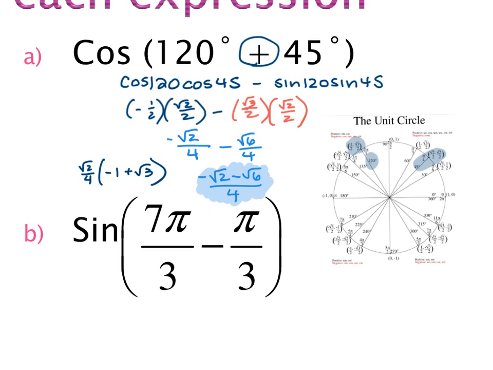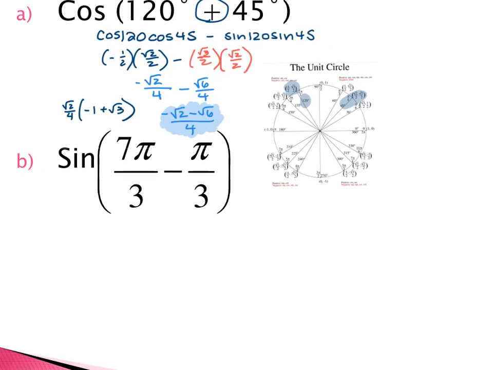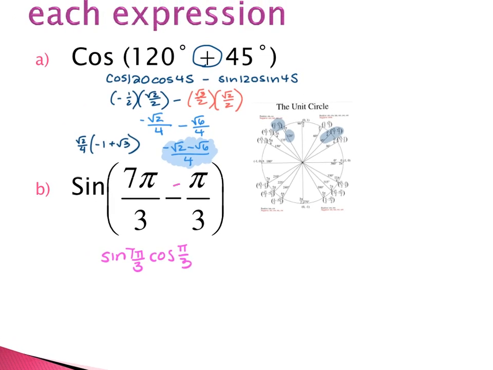Okay, so sometimes it's in degrees, sometimes it's in radians. The next one is sine. What's the pattern for sine? Sine, cosine, right? This is the one that's different. So it's sine of the first, cosine of the second. This time we keep the sine the same, so it's minus cosine of the first, sine of the second.